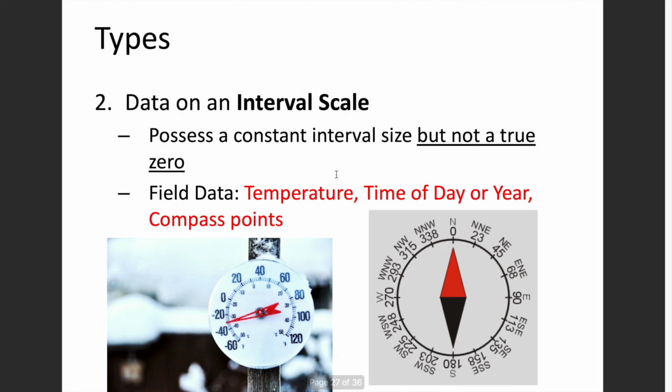Unlike for the case of our interval scale, it does not possess a true 0. For example, temperature, time of day, day of a year, compass point. The 0 here does not really mean nothingness. That does not mean nothingness here. The 0 in our interval scale is unlike the case of our ratio scale.